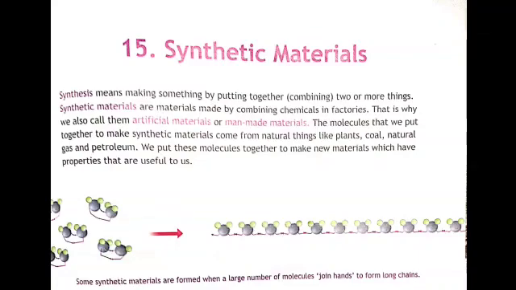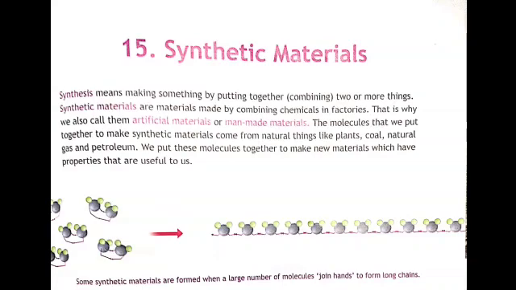So when you look at this picture, you could see when two or more molecules join together, some material is formed out of it. So it is called synthesis. So what is meant by synthetic materials? The materials made by combining the chemicals in the factories are called synthetic materials. So what is synthetic material, children? The materials which are made up of combining the chemicals in the factories, they are called synthetic materials. So that is why we also call them artificial materials and man-made materials.